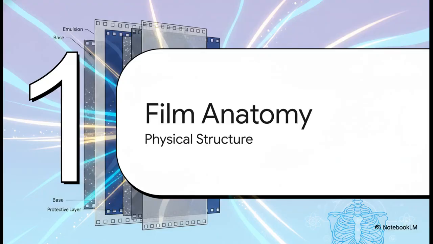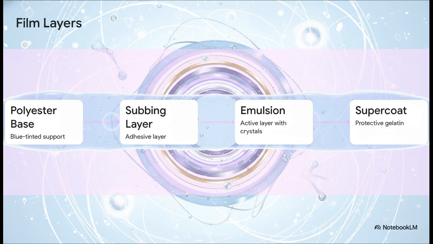All right, let's jump right into Section 1, the anatomy of radiographic film. So traditional X-ray film actually builds from the center out. It's kind of like a highly engineered microscopic sandwich. Right in the middle is this flexible polyester base, and it's intentionally tinted blue. Why? To reduce radiologist eye strain when they're staring at a bright light box all day. Moving outward, you've got a subbing layer that acts as a super strong adhesive, followed by the actual active magic layer, the emulsion, and finally the supercoat, which is just a thin layer of gelatin that protects all those sensitive inner layers from everyday handling damage.